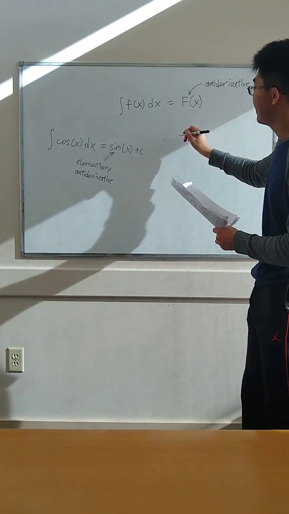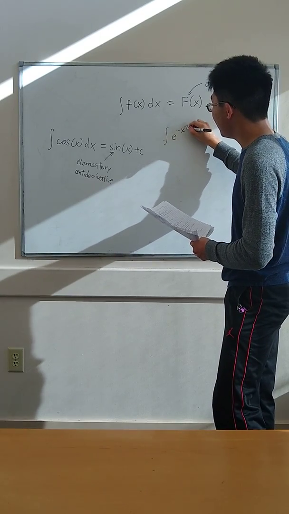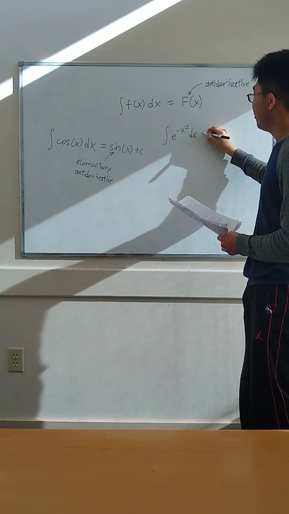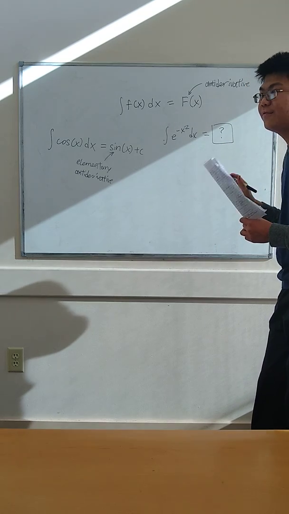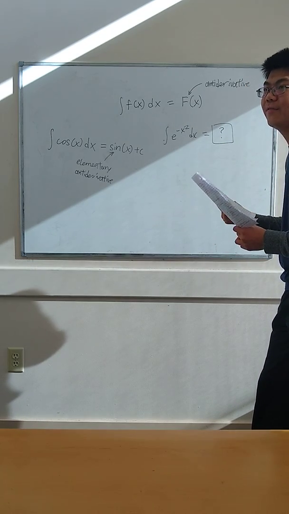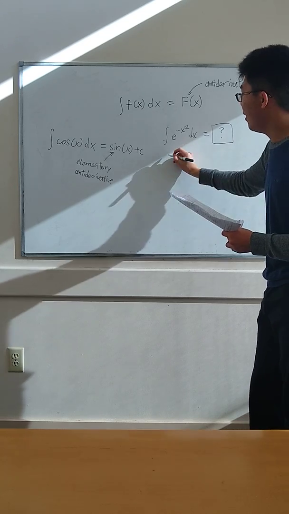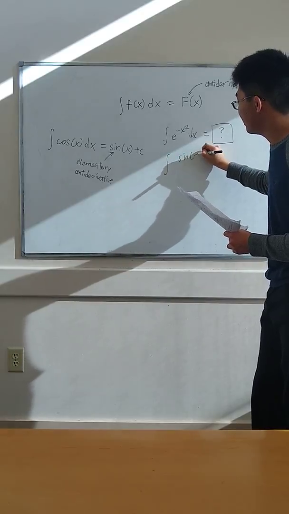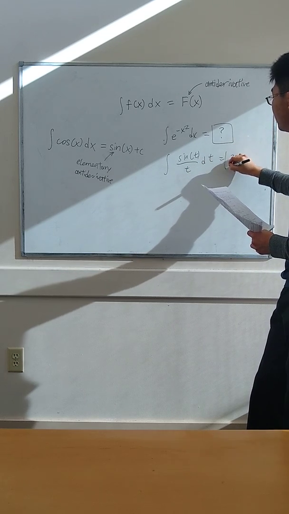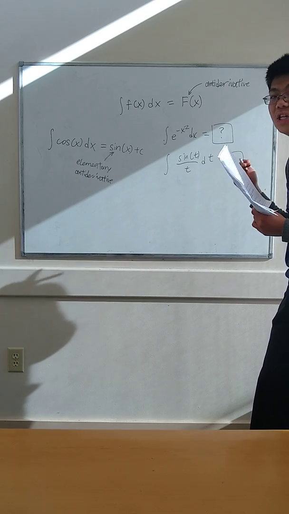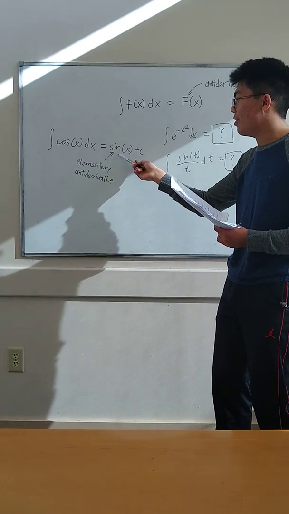But in this case, let's say, I'll give two examples here. In this case, e to the negative x squared dx, it will produce a function. But this function cannot be represented in terms of the functions that we know of. So I'll just leave it as a question mark. Another common one is the integral of sine of t over t. This one is also a non-elementary antiderivative. So there's really no answer that we know of like this.